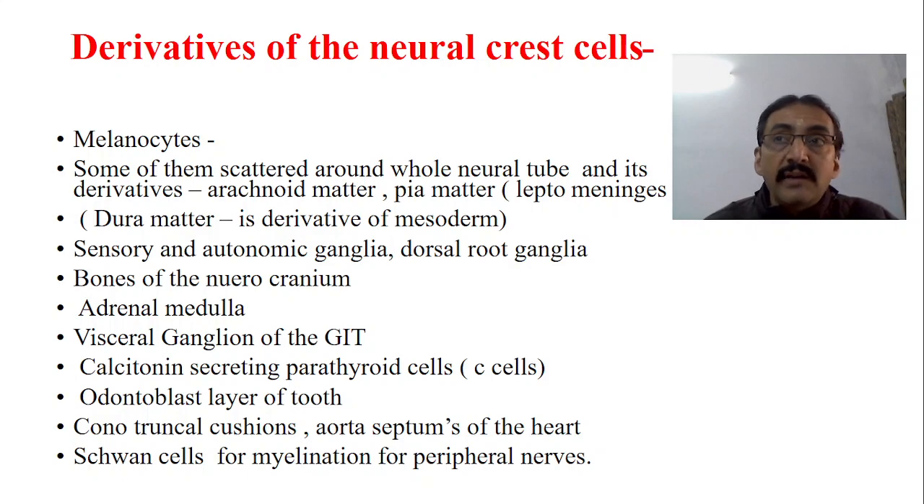So this is in total, in short, about the development of the nervous system in the growing embryo.